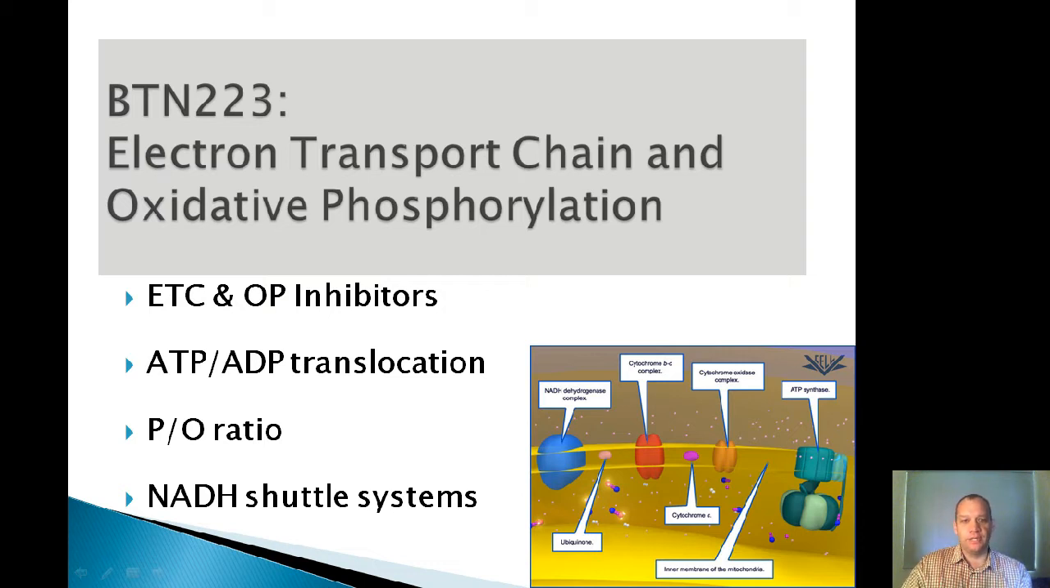Then we're going to address something called the P/O ratio, the phosphate-oxygen ratio, which is an indication of how efficiently an organism produces ATP from a given substrate. And finally, we're going to tie up a loose end, which is with the cytoplasmic NADH that is produced during glycolysis. And we're going to see how the electrons from that NADH are shuttled into the mitochondria to take part in the electron transport chain.